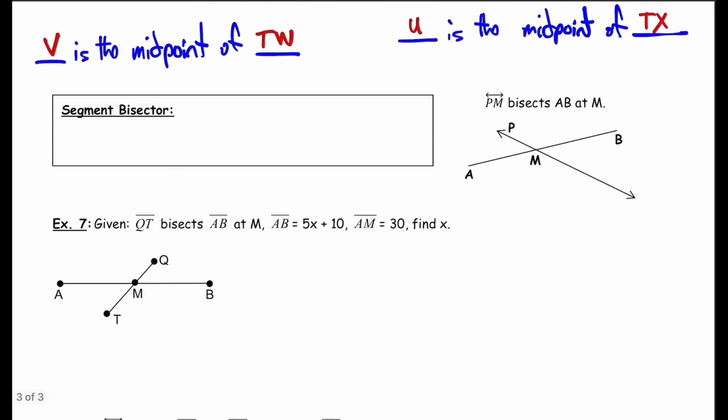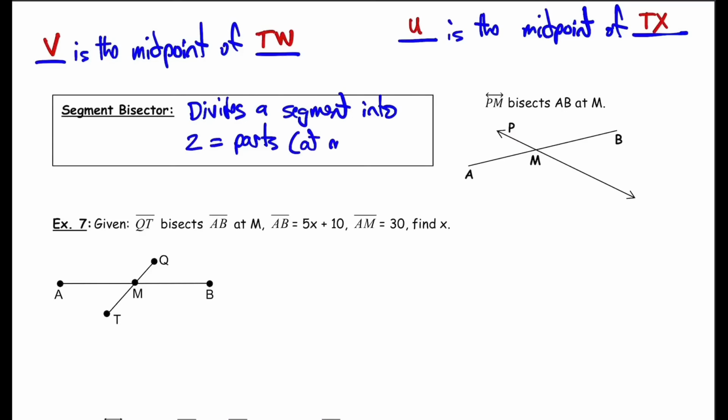Okay, let's wrap it up here. Segment bisector. A segment bisector is basically a segment that divides another segment in half. So you can think of it as the same as midpoint. Divides a segment into two equal parts. And that happens at the midpoint. So a segment bisector goes through the midpoint.